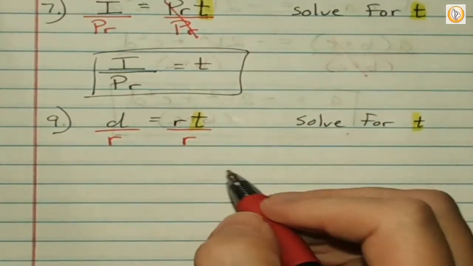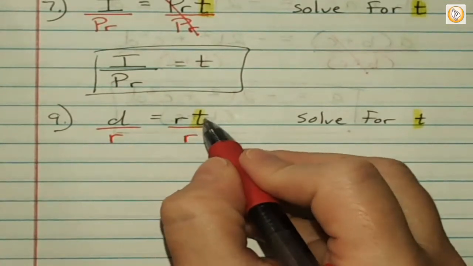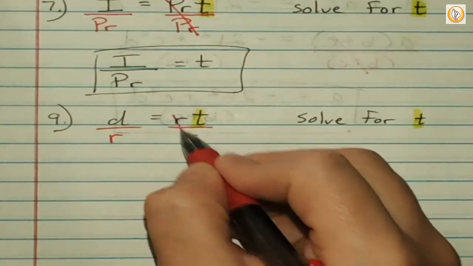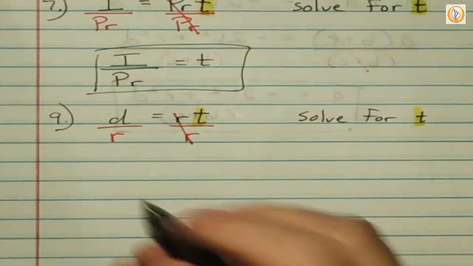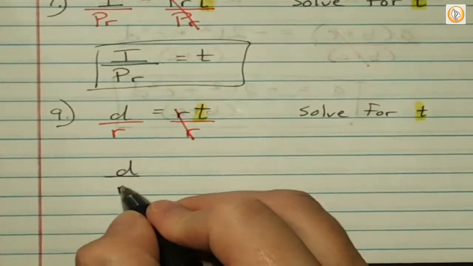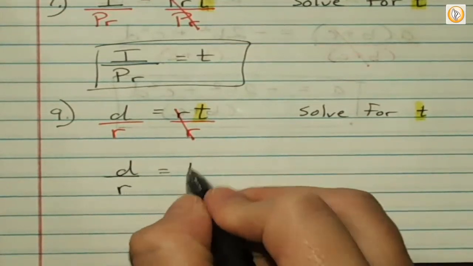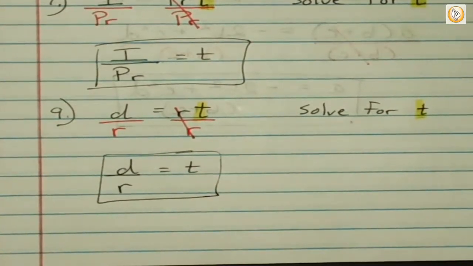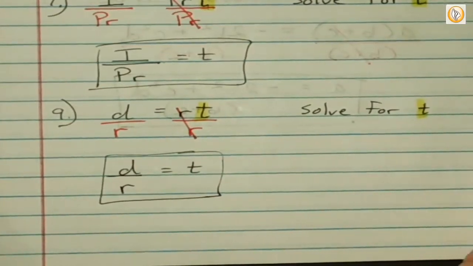Good choice, Michael. Very good. Because we want T all by itself, and the R and the T are being multiplied, we divide both sides by R, and we get D over R equals T. Any questions so far? These aren't too bad, right? Y'all have this down?